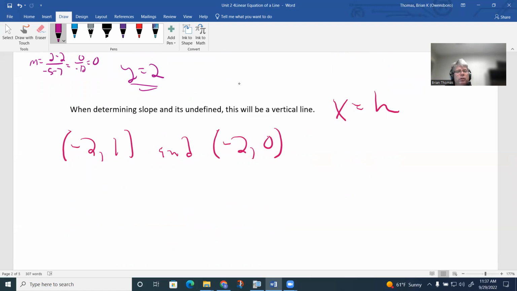So when determining the slope and it's undefined, that's what we also want to call a vertical line. But notice how, again, the x values are the same. So that means our equation is going to be x equals -2.